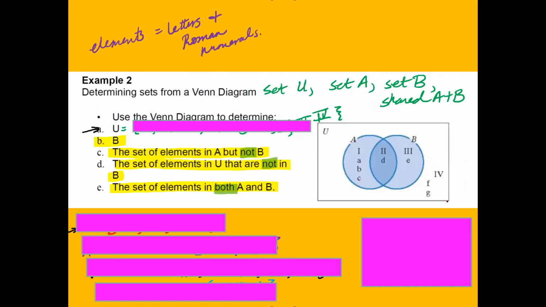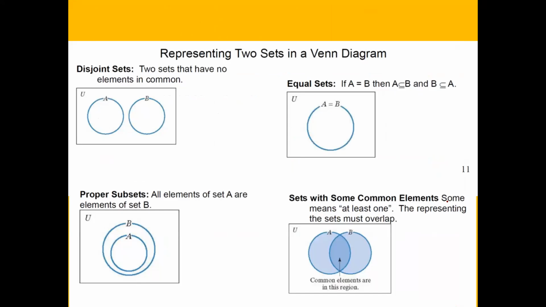Okay, now let's take a look at different types of Venn diagrams. A disjointed set means that you have two different subsets inside the universal set where there's no commonality, there's no overlap. Equal sets means that the elements within A are the same elements that are in B, and therefore they have everything exactly the same.